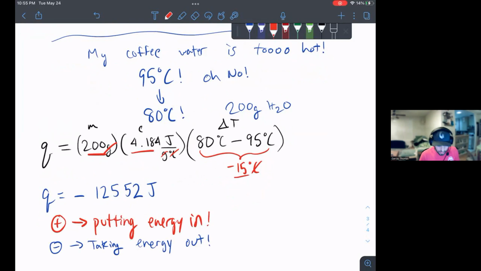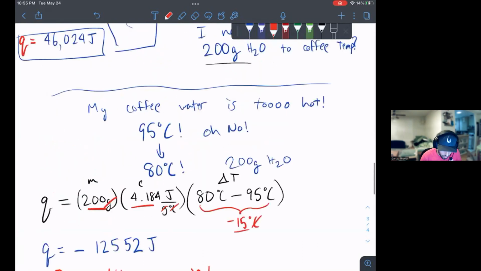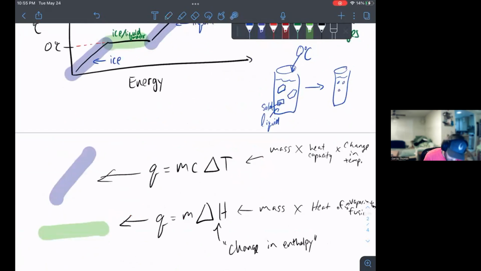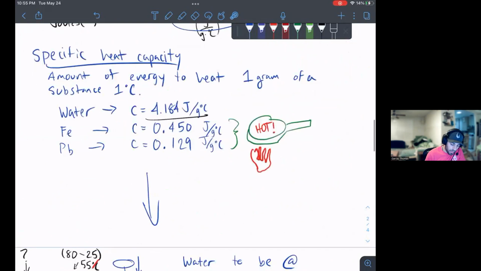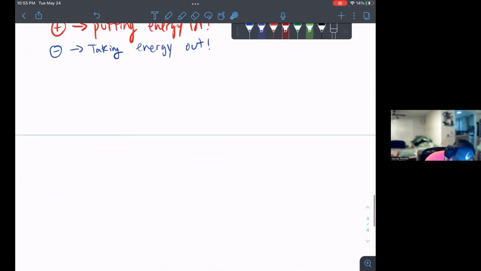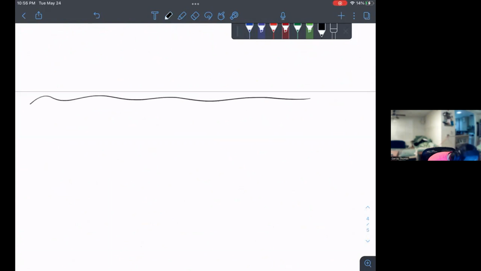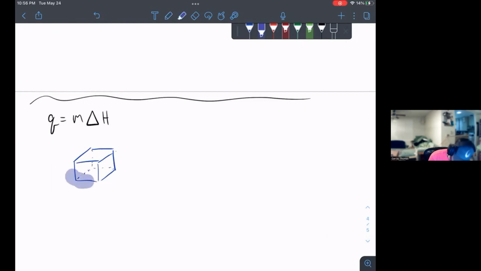The last major thing I'd like to talk about is the second equation I mentioned from the previous lesson. This guy right here, Q equals m delta H. And I said that's going to be what we use to describe the flat parts. So let's take a look at that. If we go ahead and look at an ice cube, pardon my slow drawing, and this ice cube is unfortunately starting to melt.